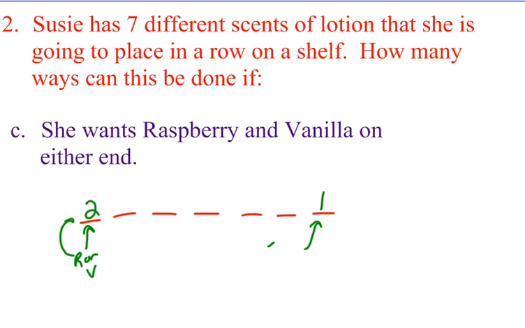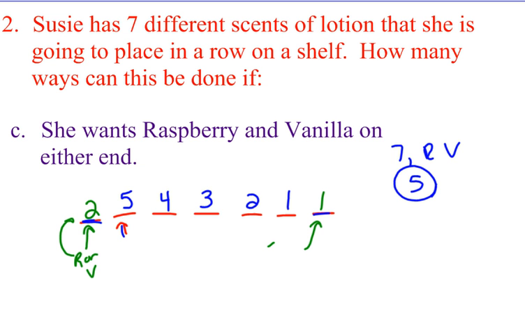Now, for all the other spots, it doesn't give us any rules. So how many choices do I have for this spot right here? Well, there's 7 lotions. I just took out the raspberry and the vanilla, so I have 5 choices left. So I have 5 choices for this spot, which means I have how many choices for the next spot? 4, and 3, and 2, and then 1 left over. Now this is how I'm laying this out. You don't have to show this work, but I'm hoping you can see why we'd have these choices here. I had 2 choices at the beginning because they only gave me 2 for the ends, and then there were 5 lotions left. Once I place a lotion here, whichever one I pick, there's 4 left for the next spot, then 3 left for the spot after.